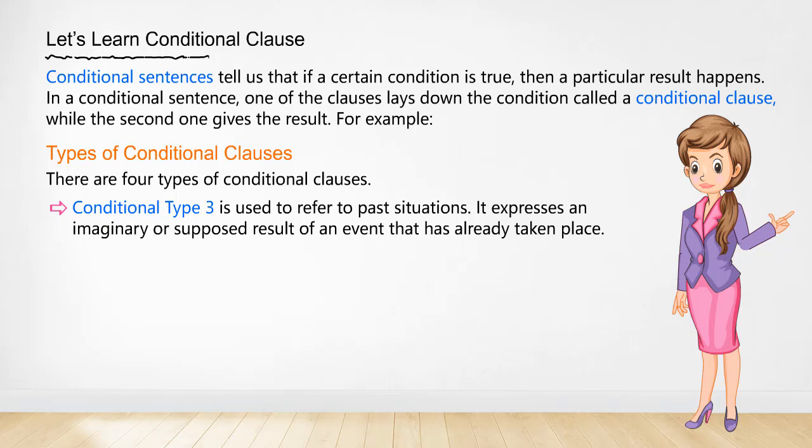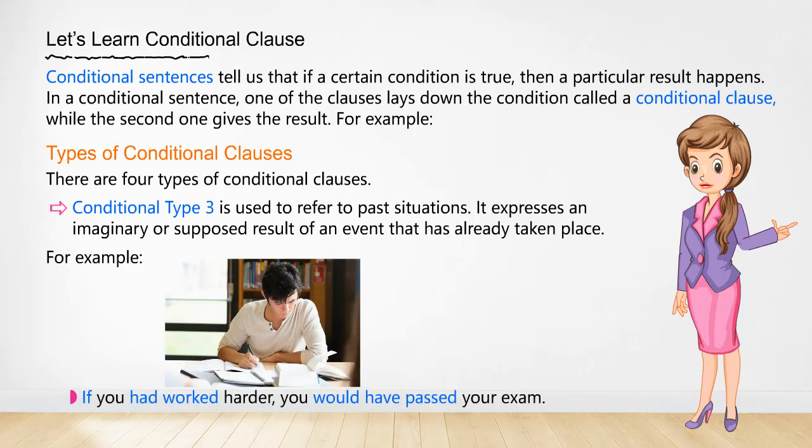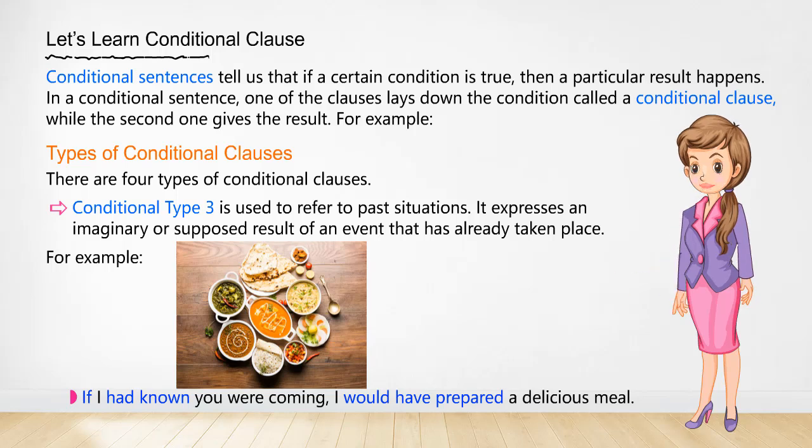Conditional type 3 is used to refer to past situations. It expresses an imaginary or supposed result of an event that has already taken place. If plus past perfect conditional clause, plus would have plus past participle main clause. For example, if you had worked harder, you would have passed your exam. If I had found her address, I would have sent her an invitation. If I had known you were coming, I would have prepared a delicious meal.